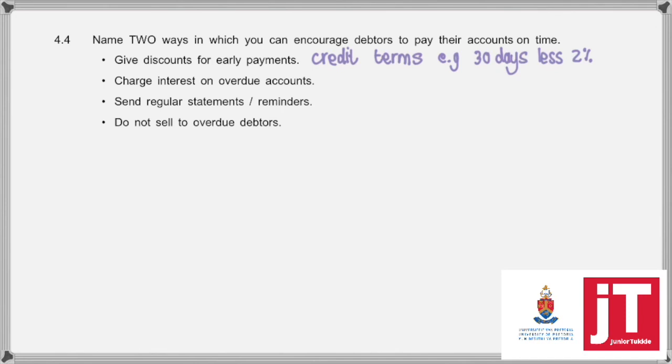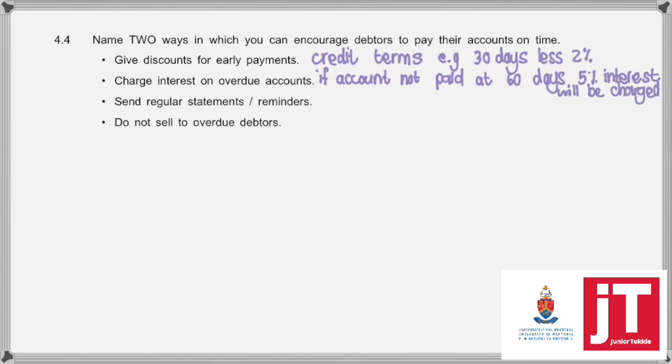Then charge interest on overdue accounts. So this is if the account is not paid, let's say within 60 days, 5% interest will be charged. Then send regular statements and reminders. So once a month before the due date, a statement must be sent. And you can also send out SMSs as a reminder as well.